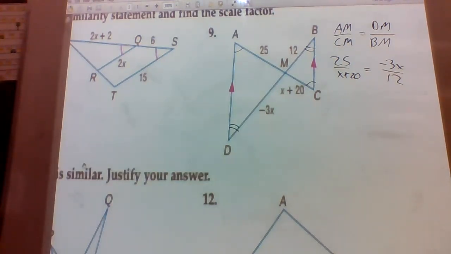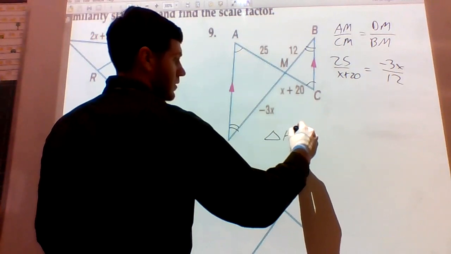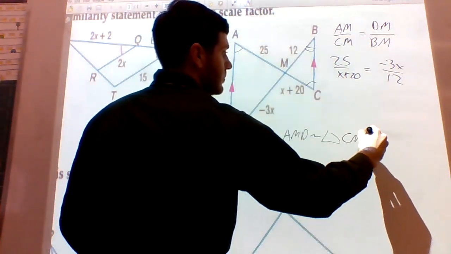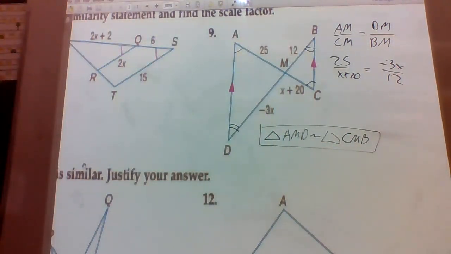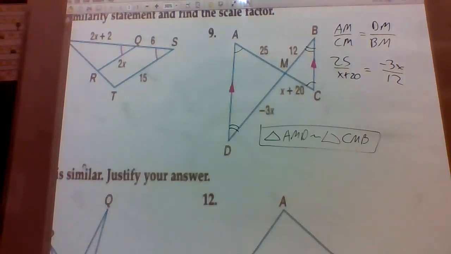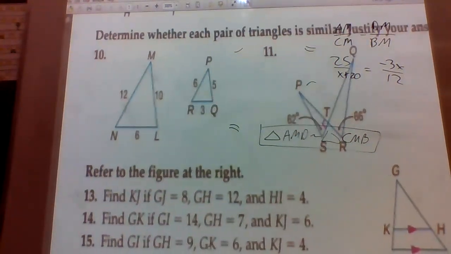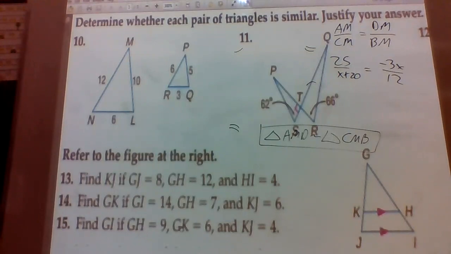So let's just stop there for, well, let's write the, we got to write the similarity ratio too, right? So triangle AMD is similar to triangle CMB. Okay, and then you'd have to cross multiply, factor, solve for x, plug it in, then you can find the scale factor. So don't worry about anything that complicated on the test. 10. So are the triangles similar?